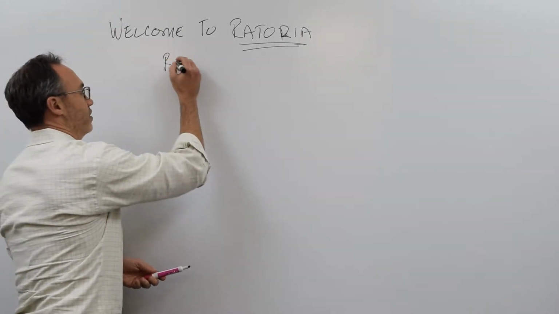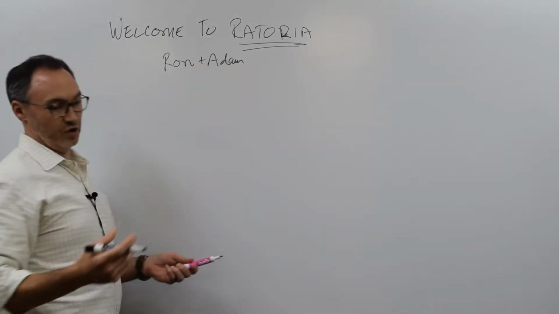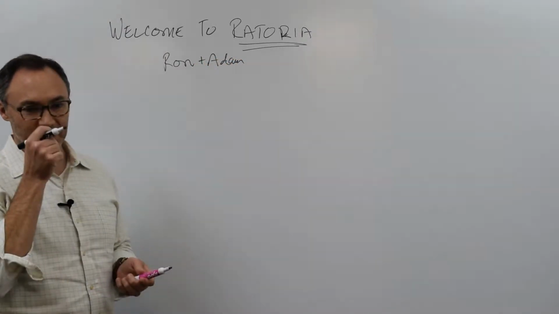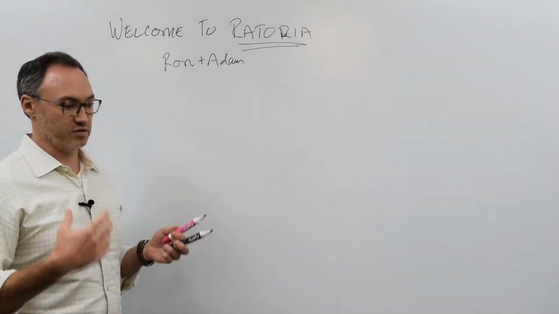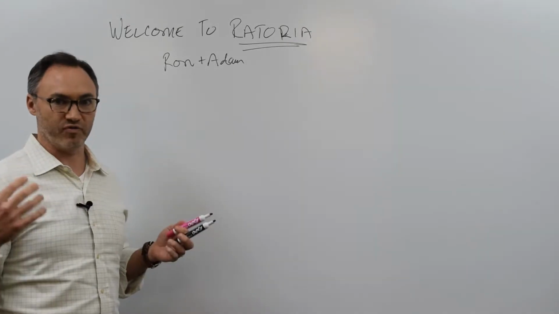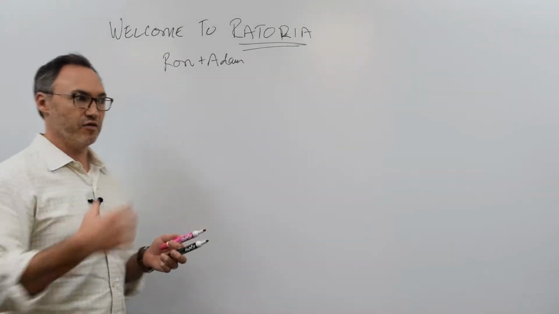Ratoria is started by Ron and Adam. We moved there with our families. It's this island nation. And what we started doing in order to seed the economy is we said, look, it's us. It's a printing press. It's a beautiful island. We want people to move here. We will turn on the printing press and print money for the people that are working.